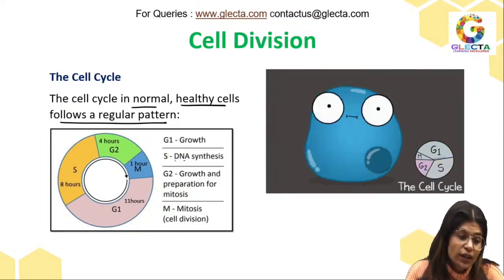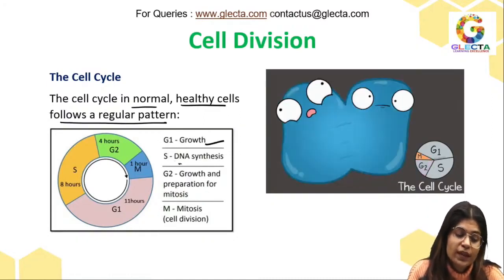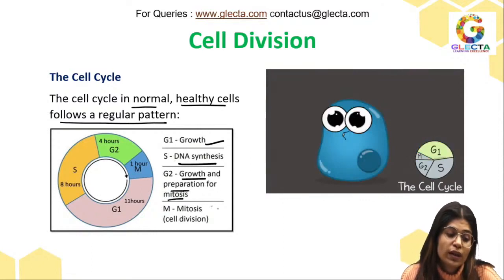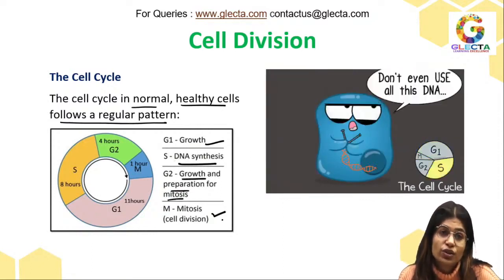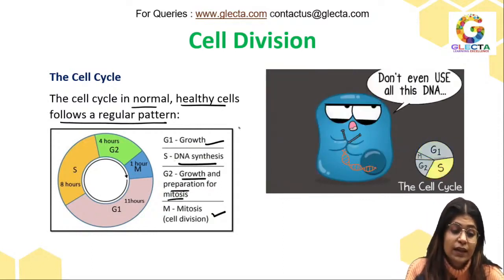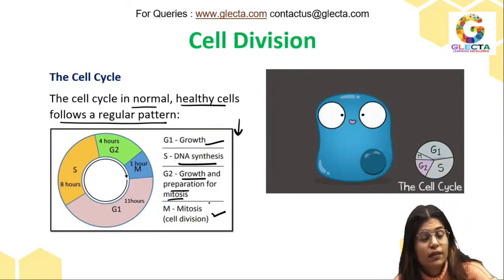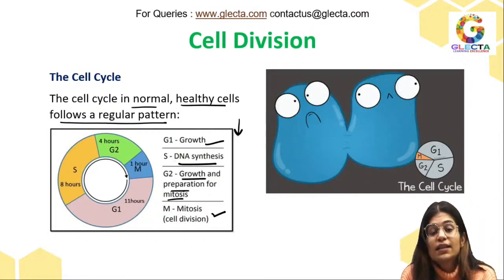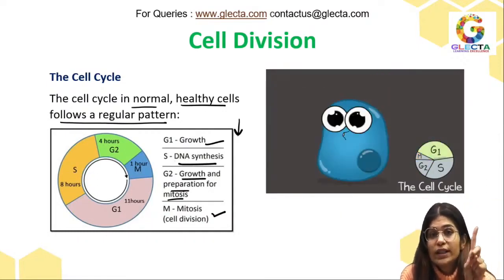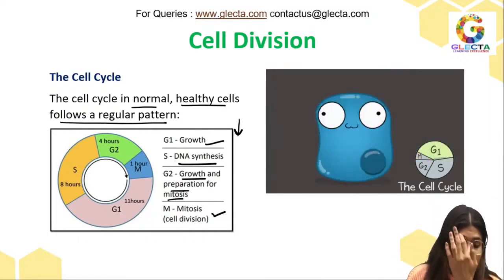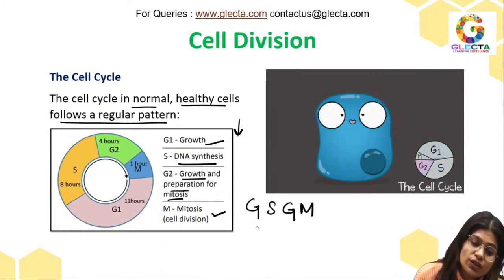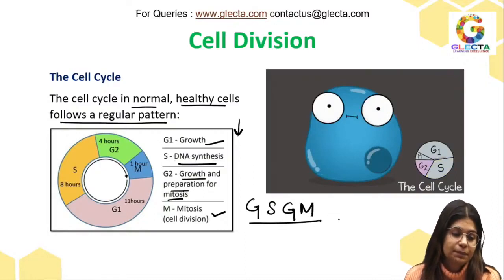The steps are that there's going to be growth, the DNA would synthesize itself, then there would be more growth, and then the cell would undergo division, which is mitosis. This is how it's supposed to happen, never changing itself. So you need to remember that the cell cycle has two growth phases, one DNA synthesis and one mitosis. Growth, synthesis, growth, mitosis. You can remember it like that.